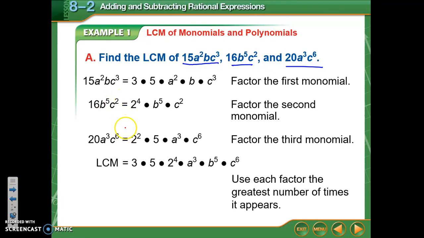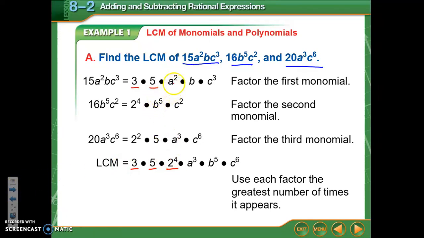So my least common multiple needs to include each factor the greatest number of times it appears. So I need a 3 there and a 5, because those don't appear in the other ones, right? And then 2 to the 4th. 2 squared is already included in 2 to the 4th. 2 to the 4th is the maximum number of times 2 appears in any one factor, or in any one monomial. So that's part of my least common multiple.